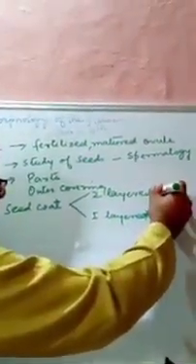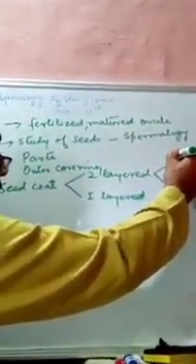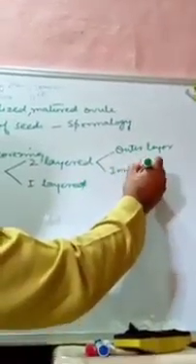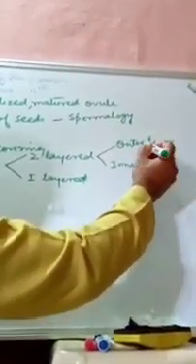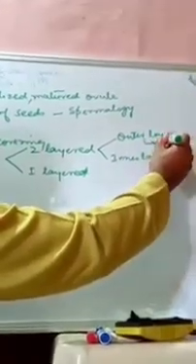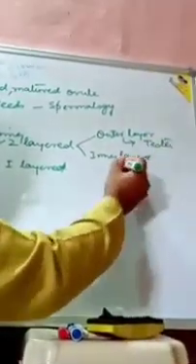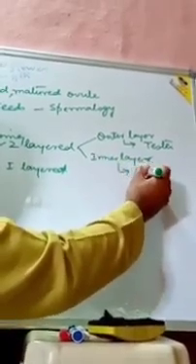The two layers, what are those? These are the outer layer and the inner layer. This outer layer is called testa and this inner layer is called tegmen.